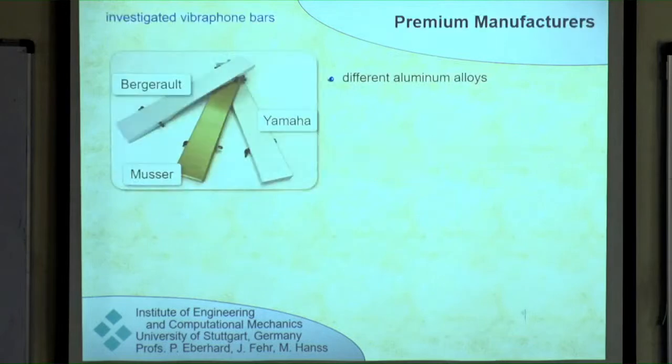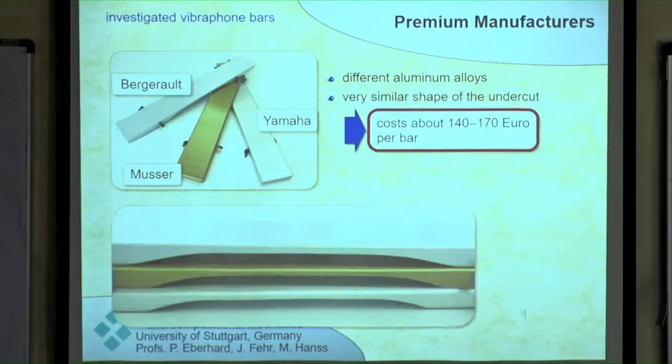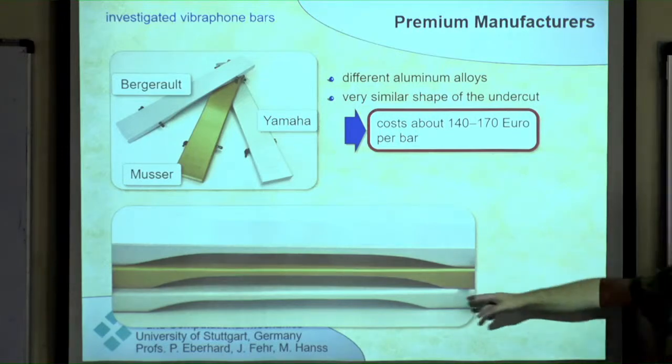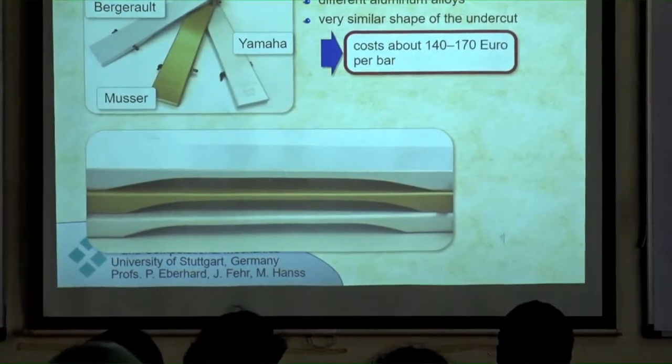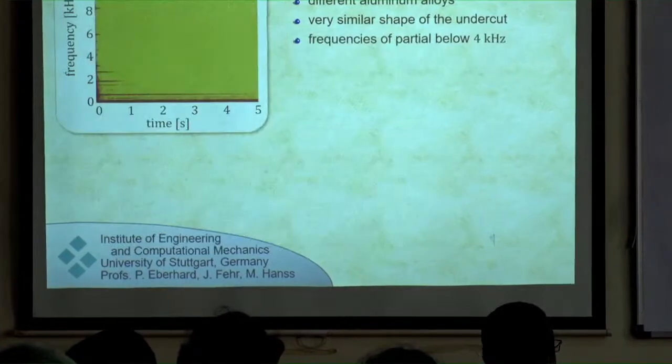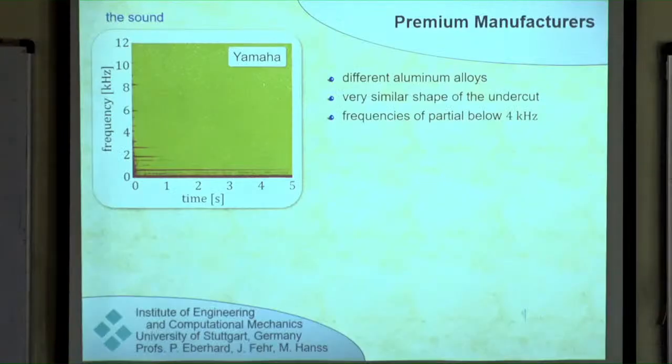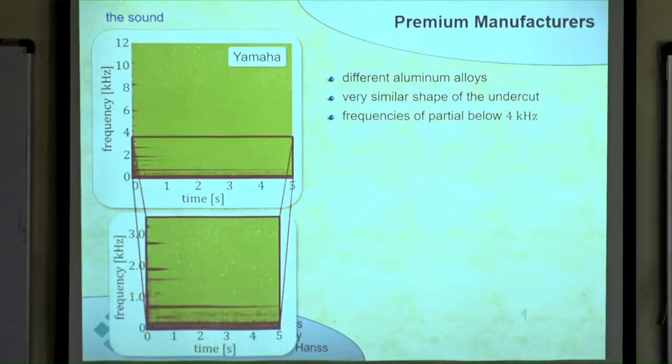Okay, now let's optimize the thing. Here are sound bars from three famous companies. Bergerault and Musser are two French companies, Yamaha a Japanese company. They offer these sound bars for high prices, something like 150, 170 euro for one bar. And at first glance, they look quite similar. So here we have the three bars of the three different companies. They all have this kind of shape. It's natural. It's just physics. It's the first eigenform they want to excite, so they all have to have it. But then if you compare them more carefully, you can see differences and you can hear differences.